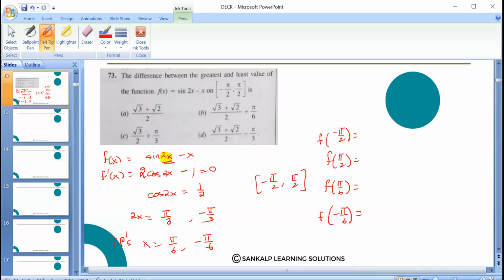So sine of minus pi will be 0, and minus of minus pi by 2 gives plus pi by 2. Put pi by 2, sine pi is 0. Minus pi by 2, you will get minus pi by 2. Then put pi by 3. Sine pi by 3 is root 3 by 2, minus pi by 6. And sine minus pi by 3 is minus root 3 by 2, plus pi by 6.